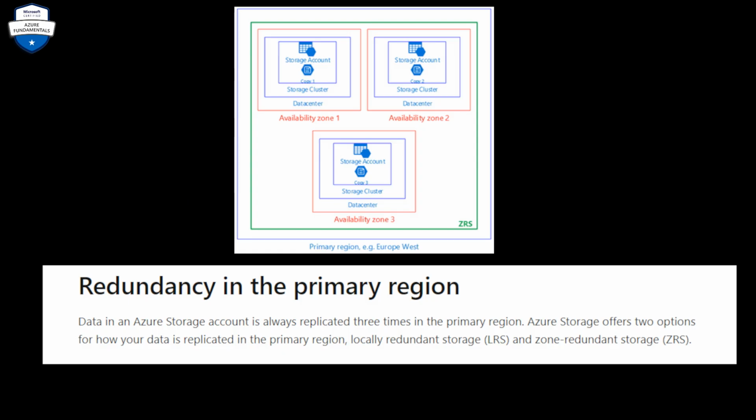Redundancy in the primary region. Data in an Azure Storage account is always replicated 3 times in the primary region. Azure Storage offers 2 options for how your data is replicated in the primary region: locally redundant storage, LRS, and zone-redundant storage, ZRS.